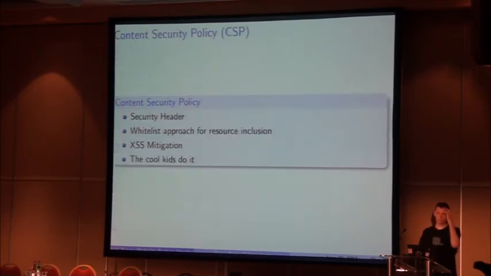First of all, content security policy. This is a kind of new security header that the website can send in the HTTP response and say which resources are allowed to be included, like resources meaning images, scripts, style sheets, and so on. And this is a whitelist approach. That means it's kind of good because you say what's allowed and everything else is not allowed. And it can actually serve as an XSS mitigation.